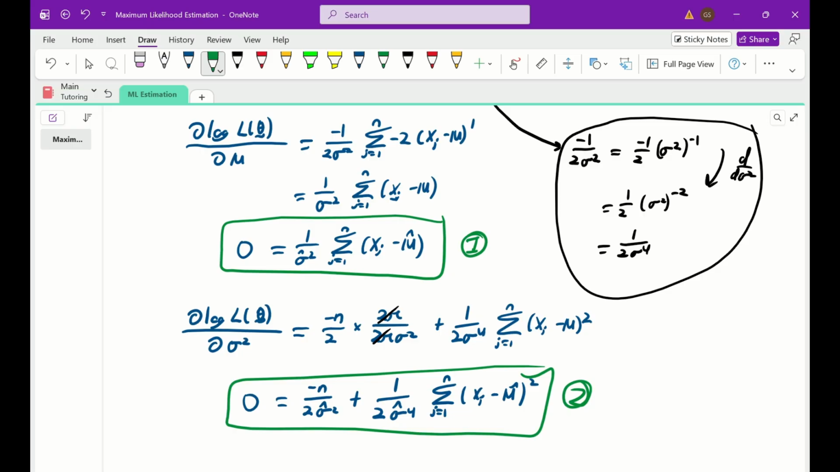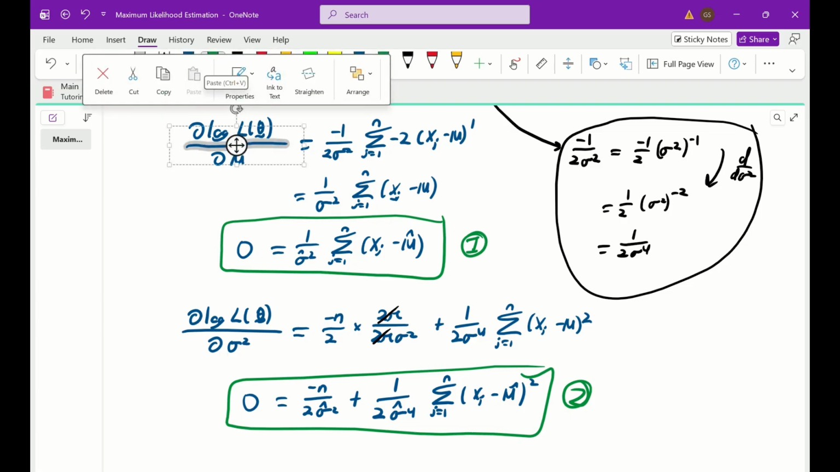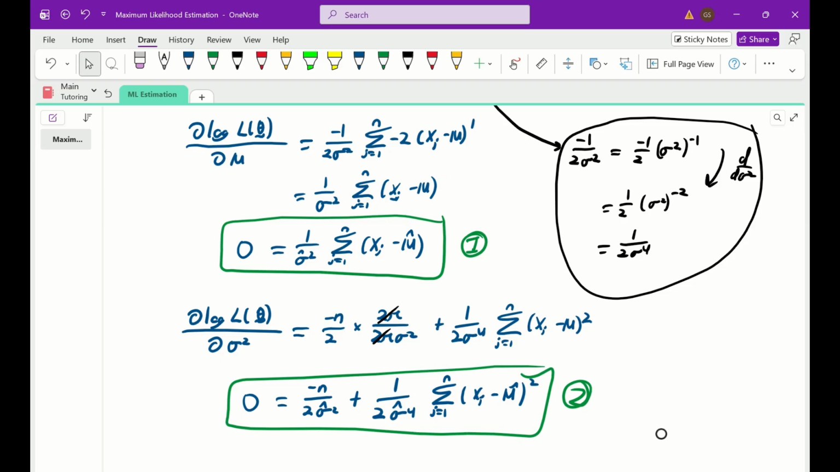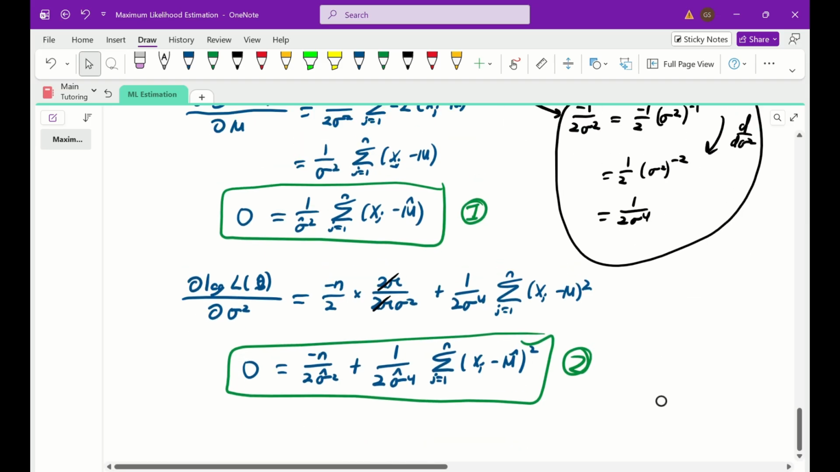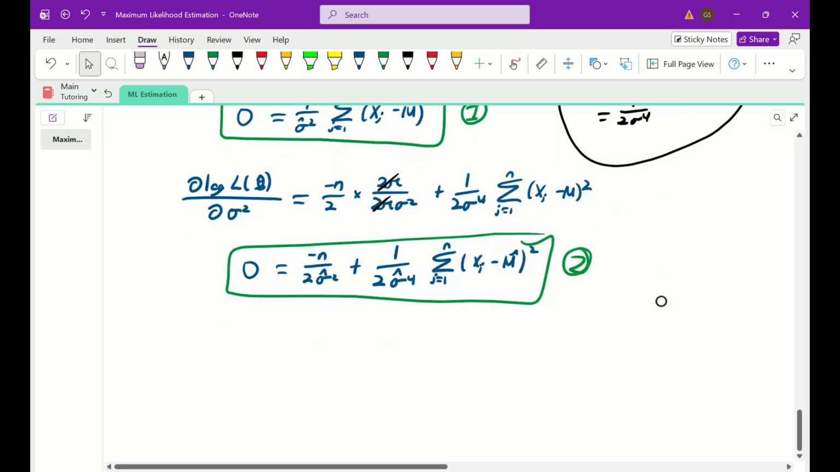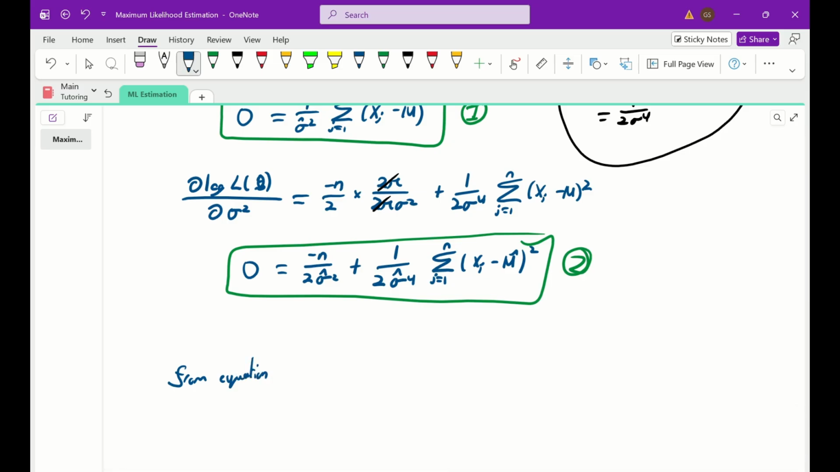And now we can solve these simultaneously to find the parameters mu hat and sigma squared hat. Now you will notice in this specific example, we can actually solve number 1 straight away without needing to do any sort of substitutions or things like that. So this one actually works quite cleanly. If I just go from equation 1, let's see what we can do.